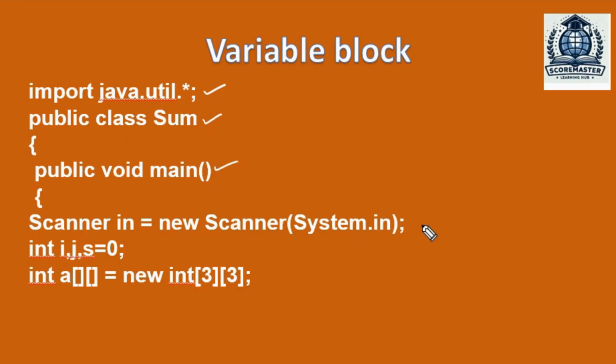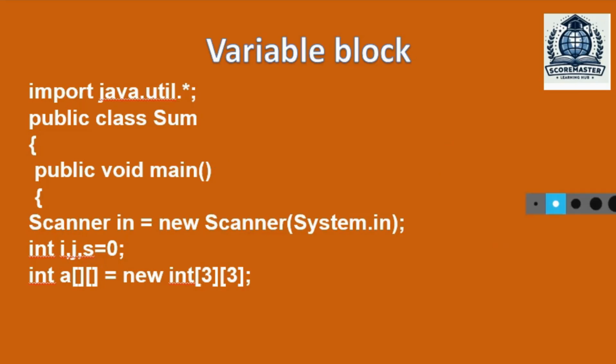And here I will be having a scanner class. I and J are the rows and the columns which I will be using in the loop. And here I will be declaring s is equal to 0 because I am going to find the sum. Initial value of s is 0. This is the array declaration: int a[][] is equal to new int[3][3], because it is a 3 by 3 matrix. So this will be the first block.